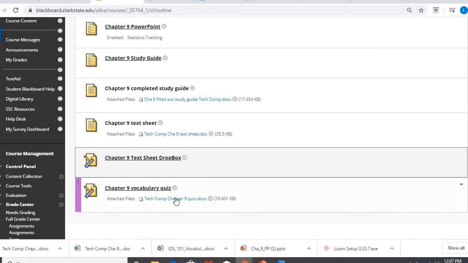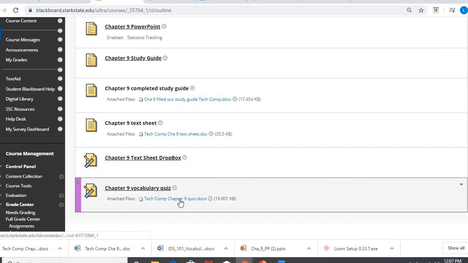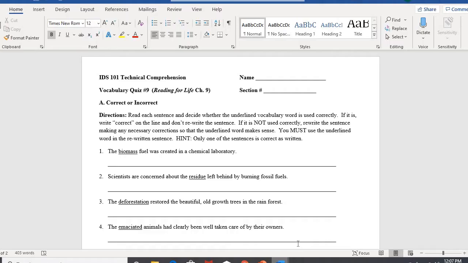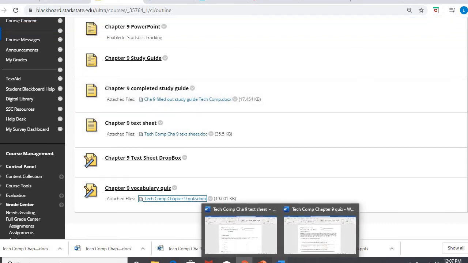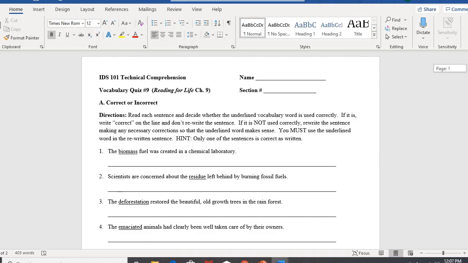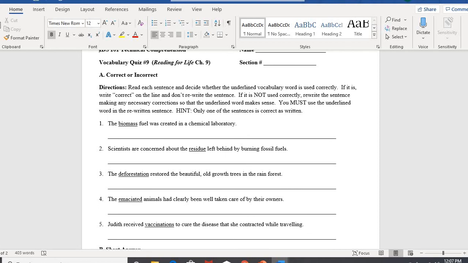Next, your Chapter 9 vocabulary quiz is right underneath there. When you click on it, you'll have your 9 quiz. Remember, we've already gone over the vocabulary. It's up here, Chapter 9 study guide. Here is your quiz. Remember, correct or incorrect, please. Some of you are still not doing this correctly. Keep the underlined word the same. Try to keep the heart of the sentence, meaning when you rewrite your sentence, it should still somewhat resemble the original sentence. I don't want a brand new sentence or defining the word. Fix the sentence somehow. Add, take away, rearrange, whatever you need to do.